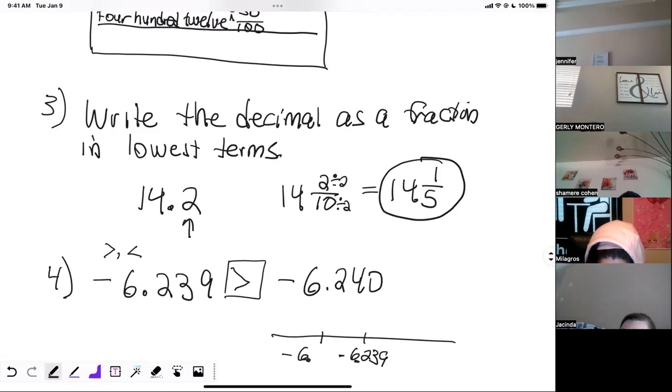6.239. This would be negative 6.240. So that's that, and here's 0. That is the bigger one. So when they're negative, I want you to think backwards. They're opposite.